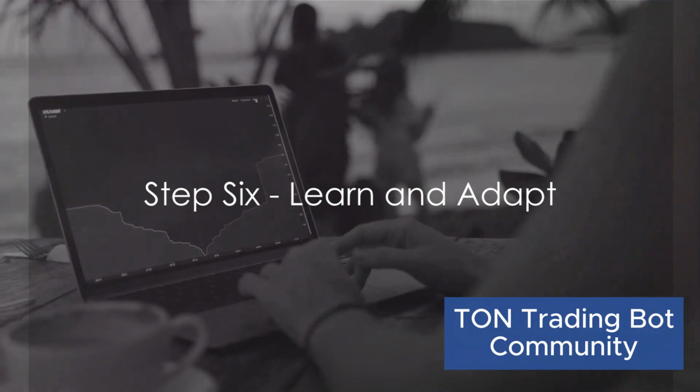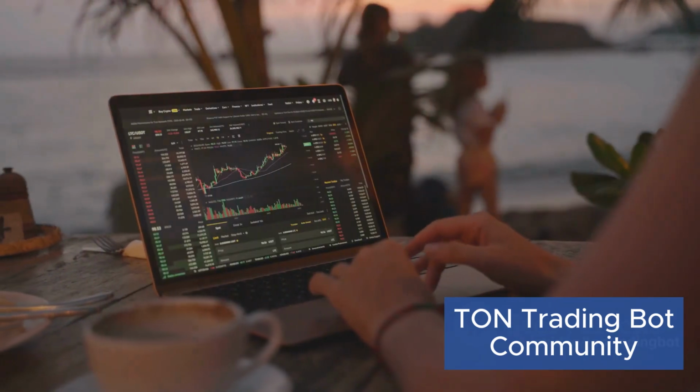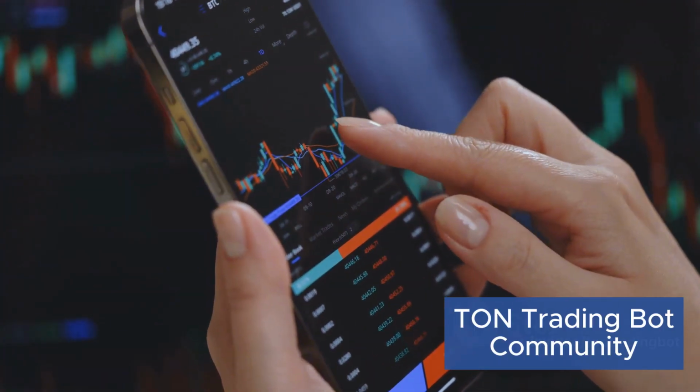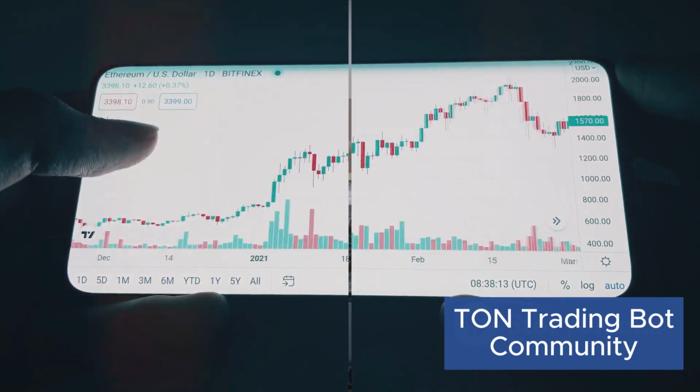Step 6. Learn and adapt. The world of crypto trading is always changing, so it's important to keep learning and adapting. Keep up to date with the latest news and trends, and don't be afraid to tweak your bot settings to keep up with the market.